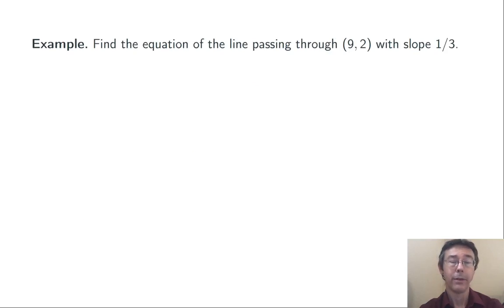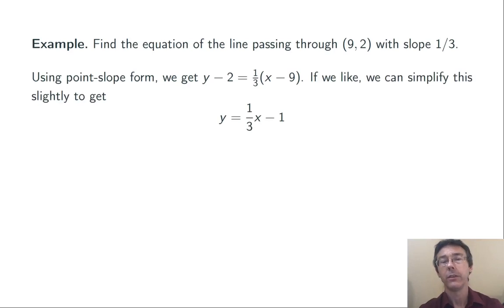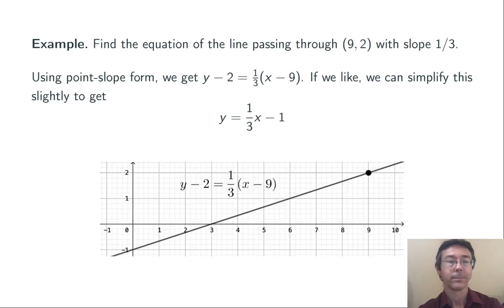Let's see an example of how we might use this formula. Find the equation of the line passing through (9, 2) with slope 1/3. So I want to do y minus y1 equals m times x minus x1, where x1 is 9, y1 is 2, and m is 1/3. Here's what I get. y minus 2 equals 1/3 times the quantity x minus 9. I can simplify this a little bit by distributing on the right and then adding 2 to both sides to get y equals 1/3 x minus 1.